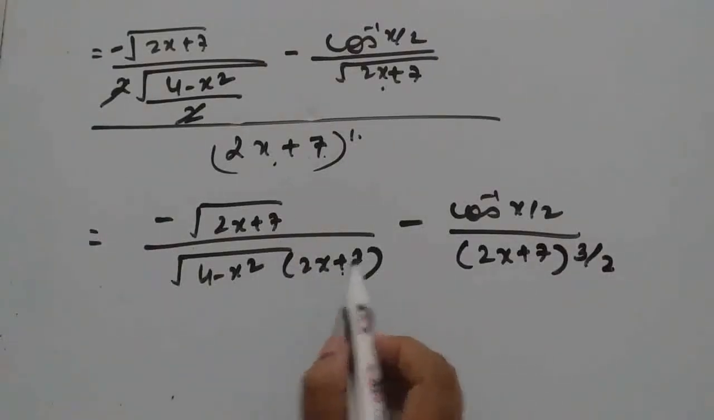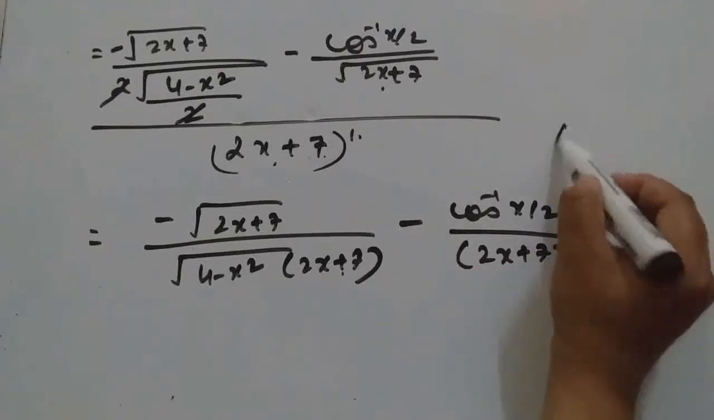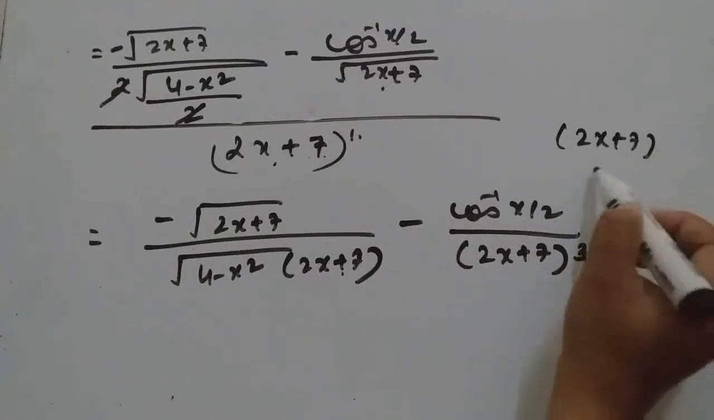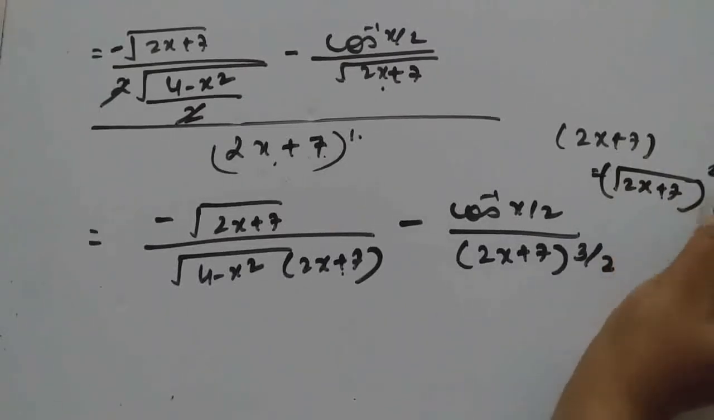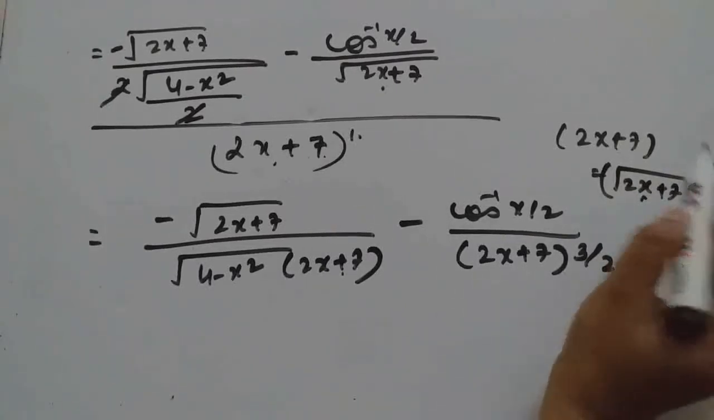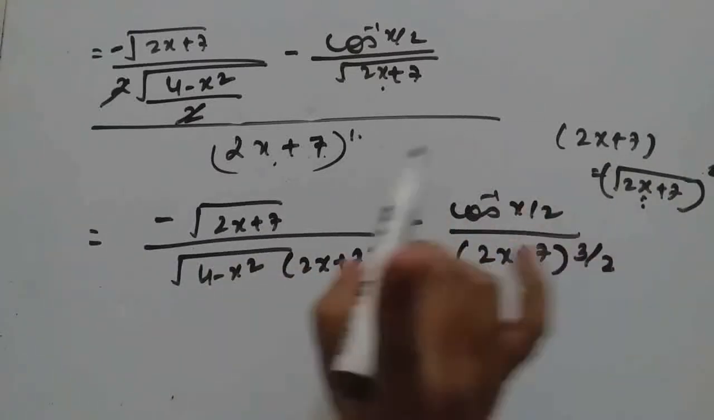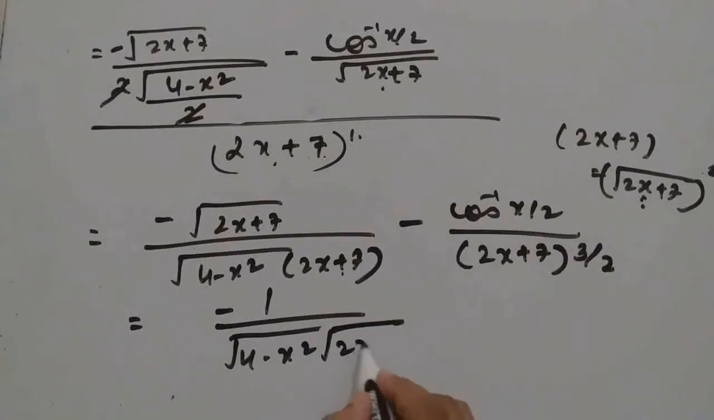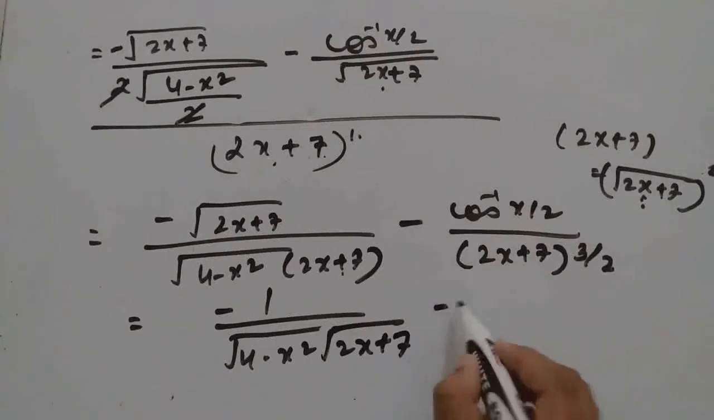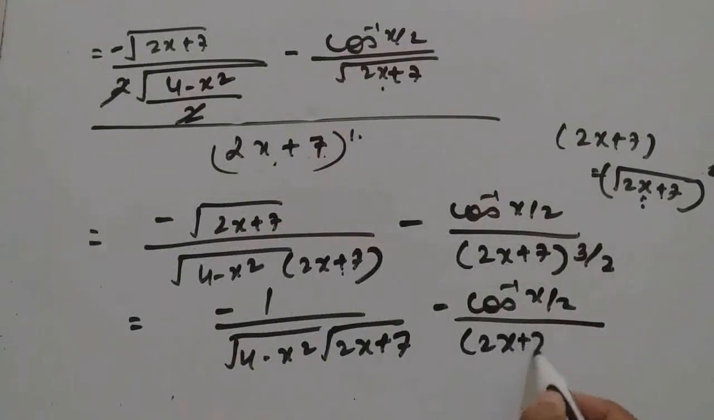And here any number we can write as the square of its square root, isn't it? So 2x plus 7 we can write as the square of this square root. Okay, so 1 square root will be cancelled with 1, so we'll be left with only 1 square root. So what we can write this as? So this is your final answer.